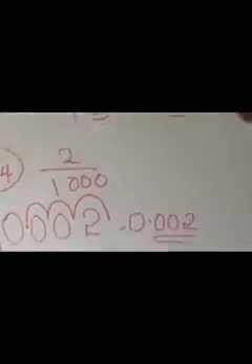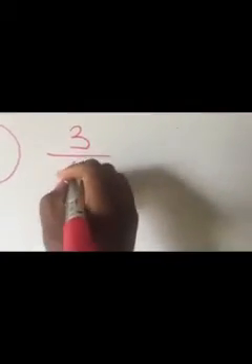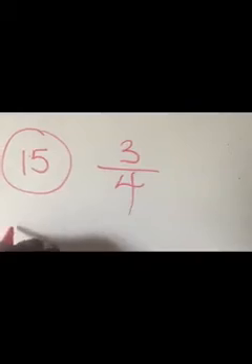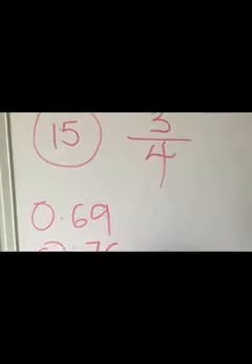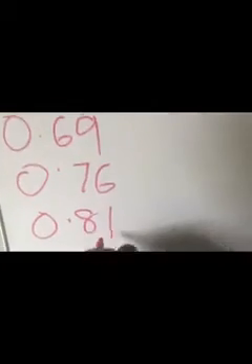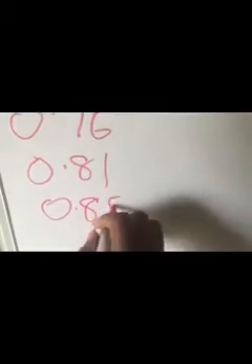So let's move to the last number for this week's lesson, number 15, after which I'll give you your assignment. This is number 15. Which of the following decimal numbers is less than 3 over 4? And they gave us 0.69. They also gave us 0.76, 0.81, 0.85, and 0.9. So what do we have to do?